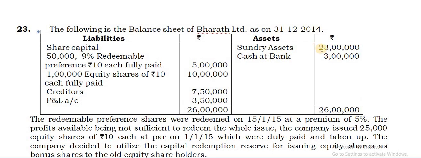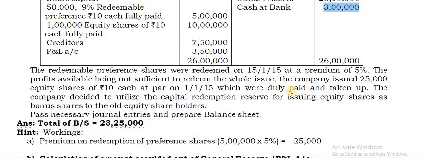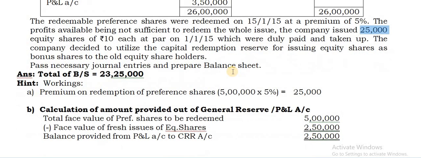Alright. Assets, the entire sundry assets, will be there as it is, and this cash at bank you have to adjust. You have to add this amount, that is 2,50,000, which is being received from the issue of fresh shares, and from that you have to deduct 5,25,000, that is the amount being paid towards the preference shares. Okay. So you work on this.